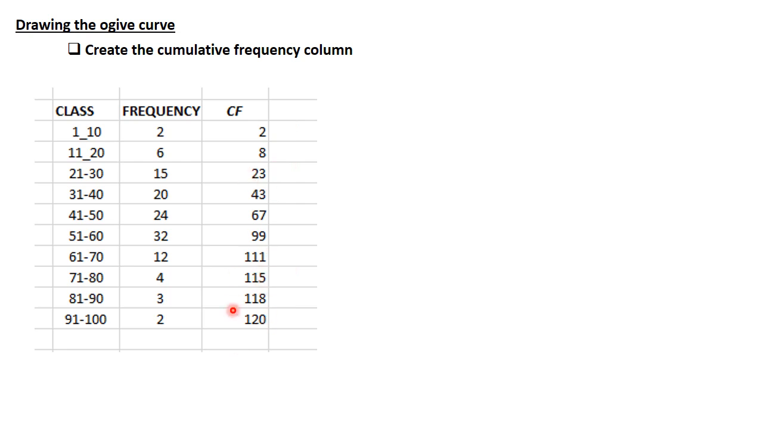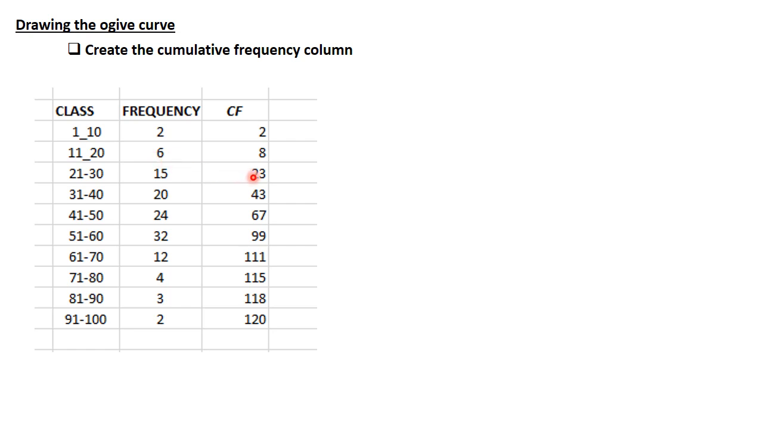But what does this mean? If we argue this way, the first class, that is 1 to 10, shows the number of students who scored between 1 and 10. So we say only 2 students scored between 1 and 10. That's why the cumulative frequency figure is also 2. But if we want to know the number of students who scored between 1 and 20, we would have 2 plus 6, because this 6 also scored somewhere between 1 and 20, although specifically they were between 11 and 20. So 2 plus 6 gives us the total number of students who scored anywhere up to 20.